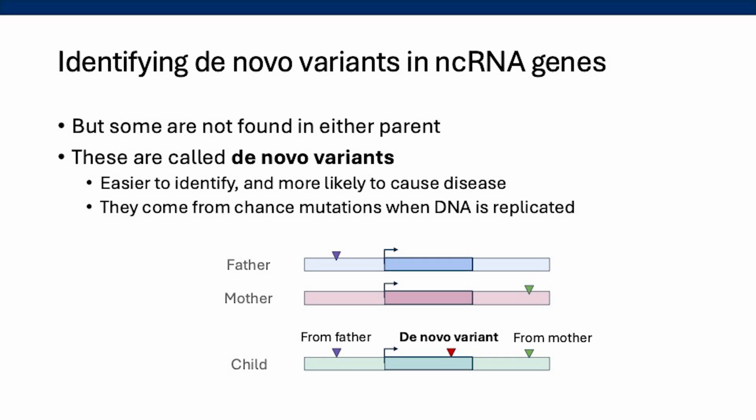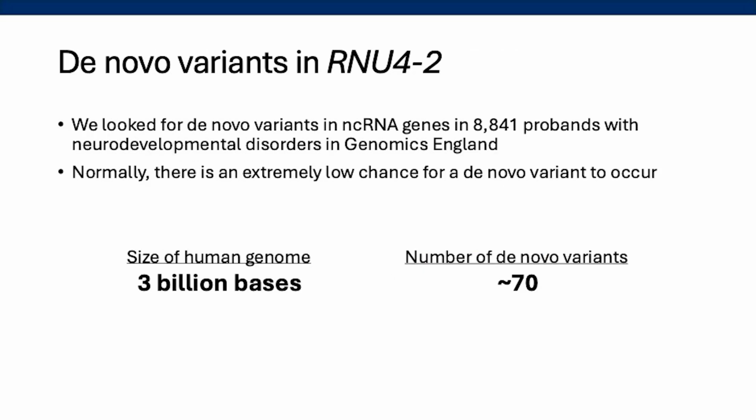These de novo variants, as we are seeing here, are not found in the father or the mother. Here we see a variant in the father, and then a variant in the mother. But in the child, we see an additional variant, which is not identified in either parent. This we call a de novo variant. De novo variants are easier to identify and more likely to cause disease. And usually they come from chance mutations when DNA is replicated in the process of reproduction.